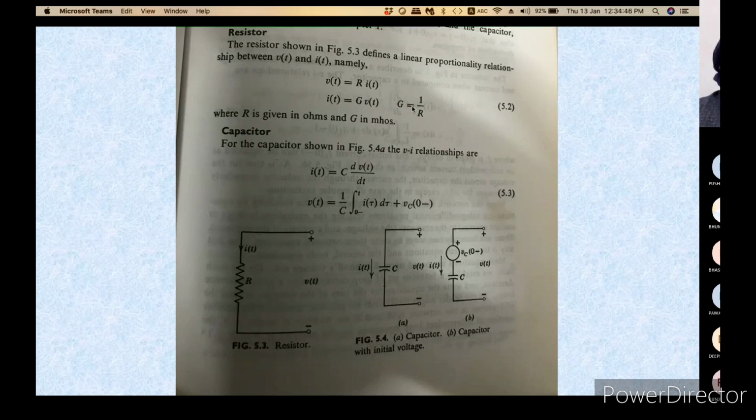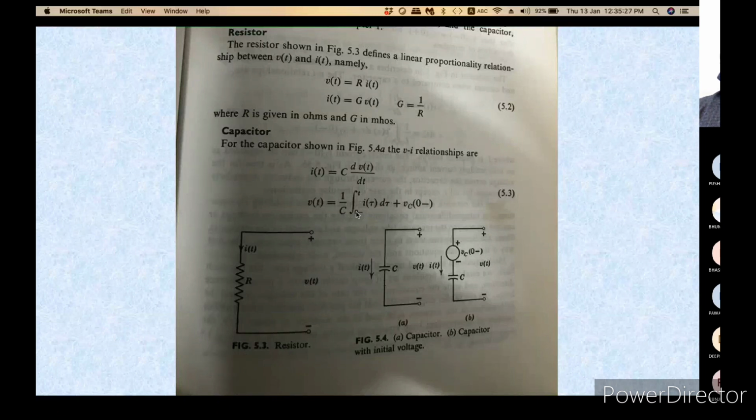And similarly, this G, the conductance, will be 1 by R, that we have seen. But when it comes to a capacitance, the current flowing will be time dependent, because it will be charging or discharging during that time. So you have to always remember that the current is C into dV by dt, the derivative of that voltage. When it is the voltage, again because it is charging, it will be 1 by C times the integral from 0 to t, and we sometimes write this as 0 minus.